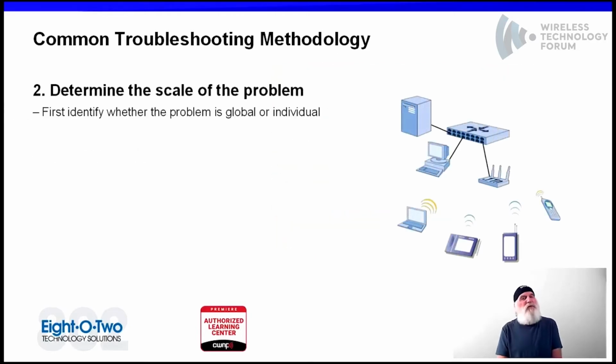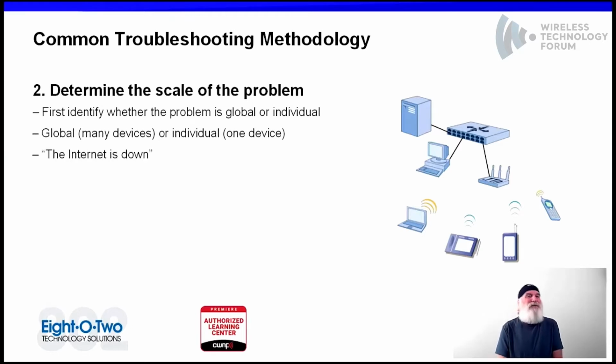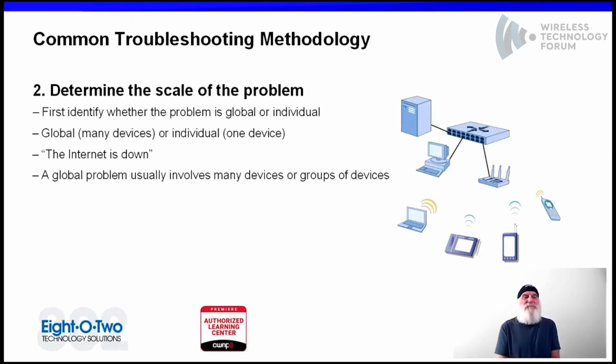Next, we want to determine the scale of the problem. I like to say, is this a global or an individual problem? A global problem means many devices, or an individual problem meaning one device. You notice I didn't say user, I said one device, just to be on the safe side. One example of a complaint is, the internet is down, I can't do anything. Really? You can't do anything because the internet's down? Oh well, I'm not going to go on that too much.